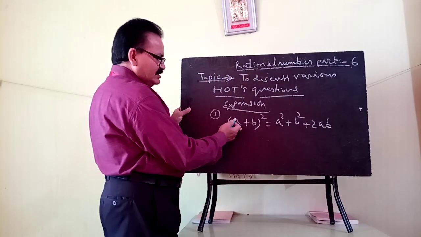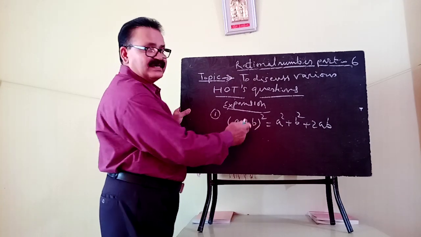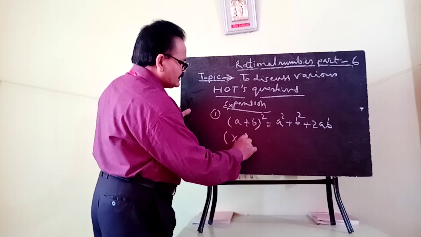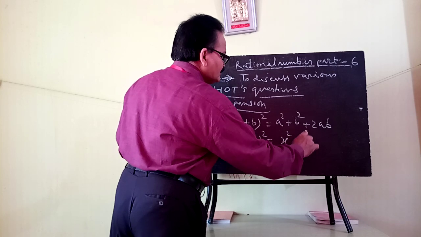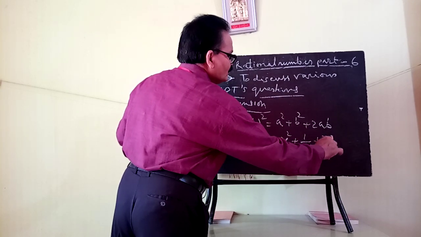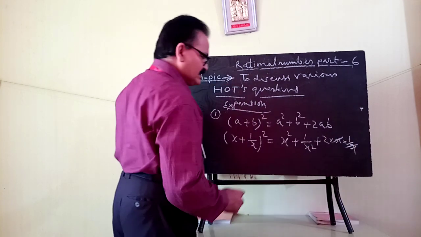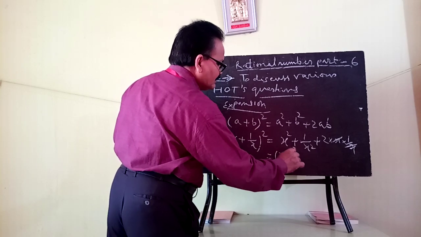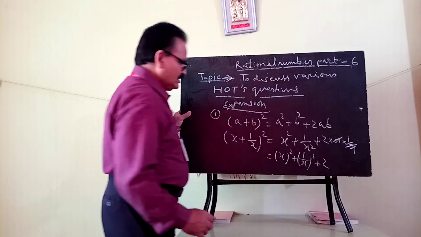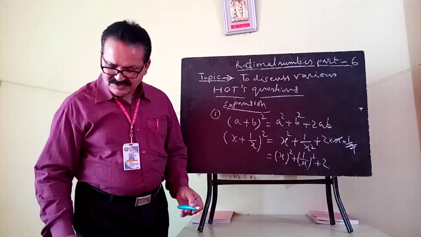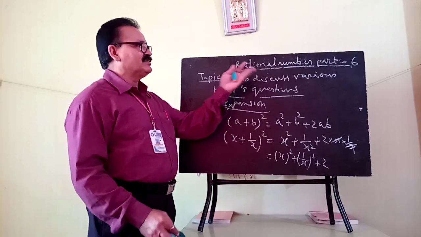If you take a as x and b as 1 upon x, then the same formula can be written as x square plus 1 upon x square plus 2 into x into 1 upon x, where the x's cancel each other. So you get x square plus 1 upon x square plus 2. I am just writing the formula now, and this formula will be used.